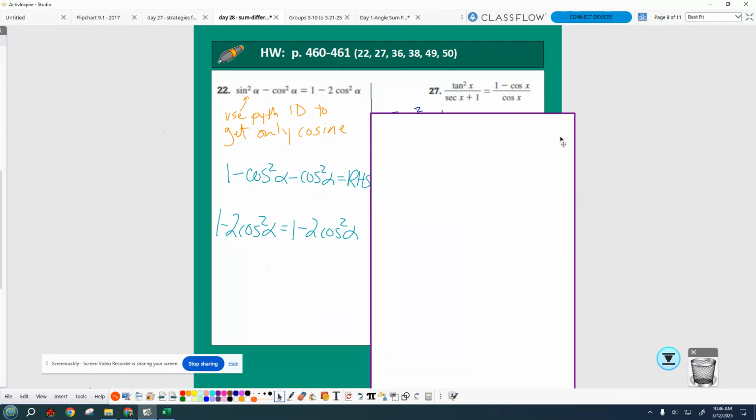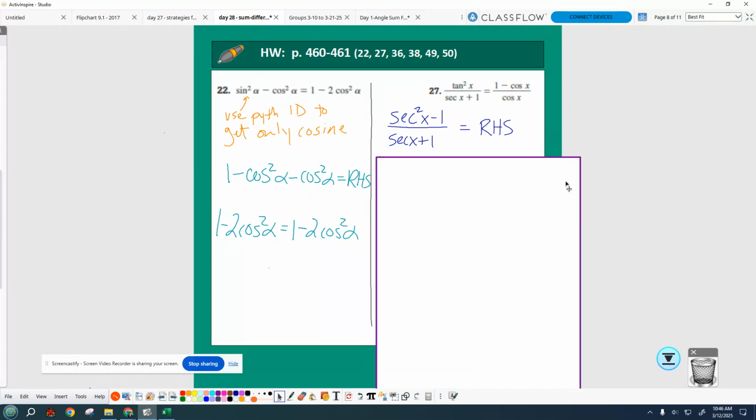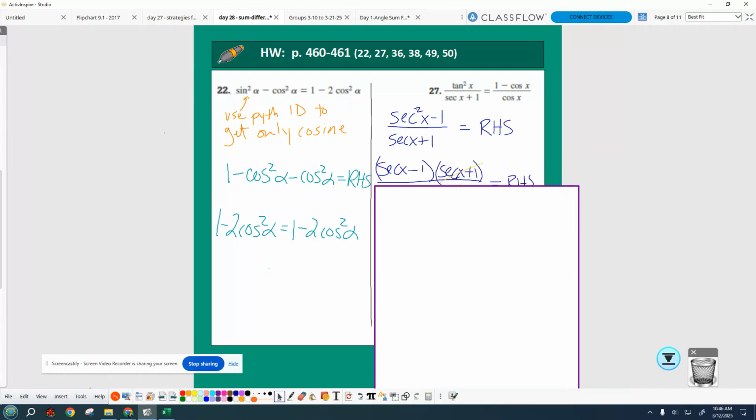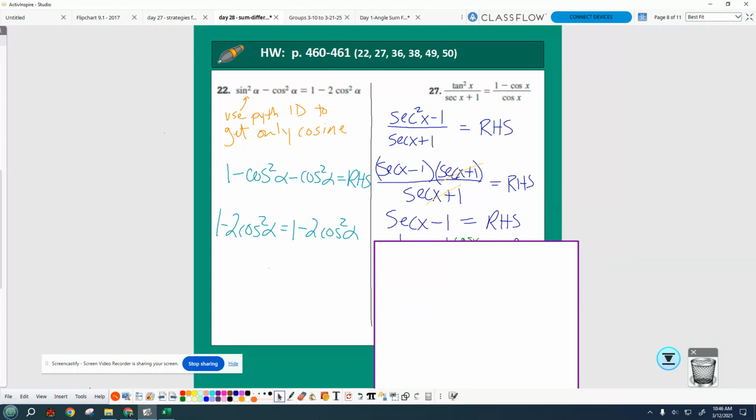Okay, first off, both sides look complicated. I'm gonna try and change the left, because I like cosine and sine, so they're more comfortable to me. Pythagorean identity, tangent squared, that's secant squared minus 1. Secant squared minus 1 is difference of perfect squares, so I can factor secant plus 1, secant minus 1. And then, cool, those guys cancel, but then I get secant x minus 1 equals this fraction.